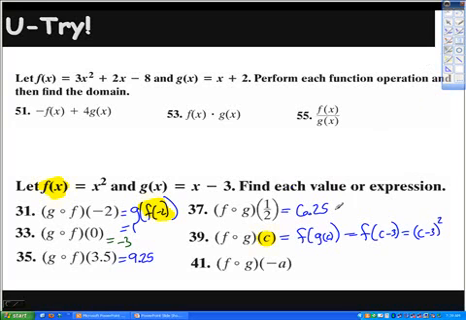Let's do f of g of negative a. Putting negative a into the g function, so we're going to stick a negative a right there. We get g of negative a is negative a minus 3. And now we're going to put that into the f function, which means we're going to square it. So we're going to have negative a minus 3, and we're going to square that thing.